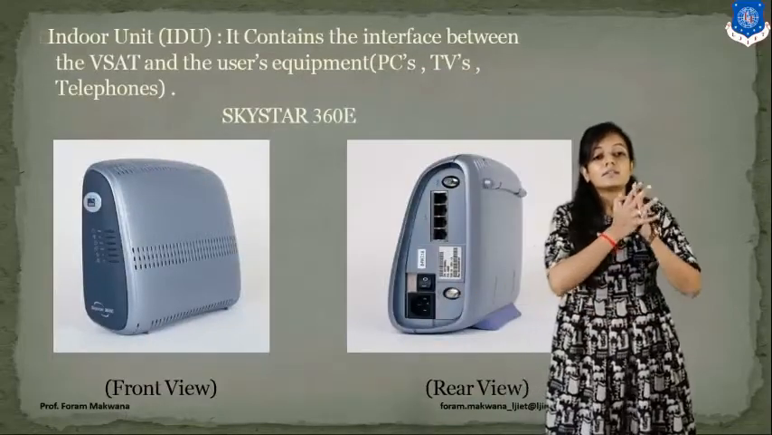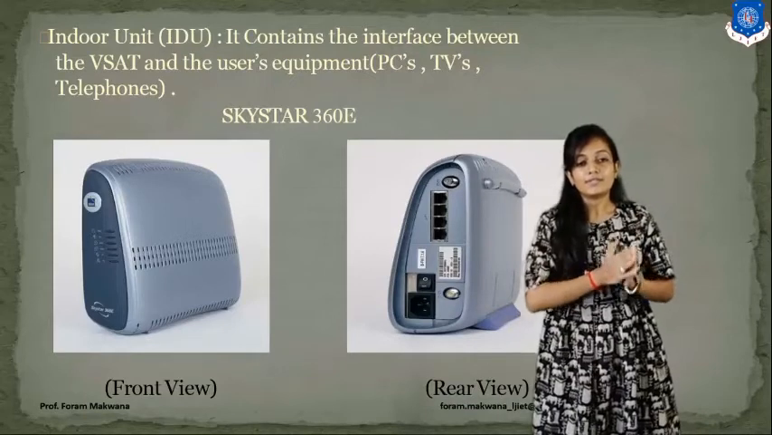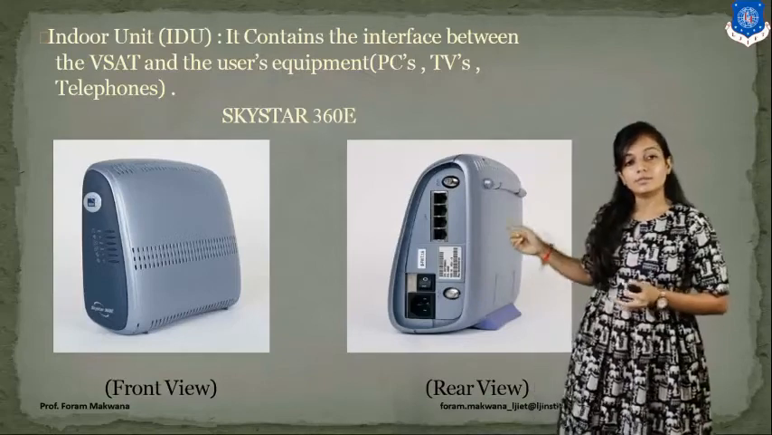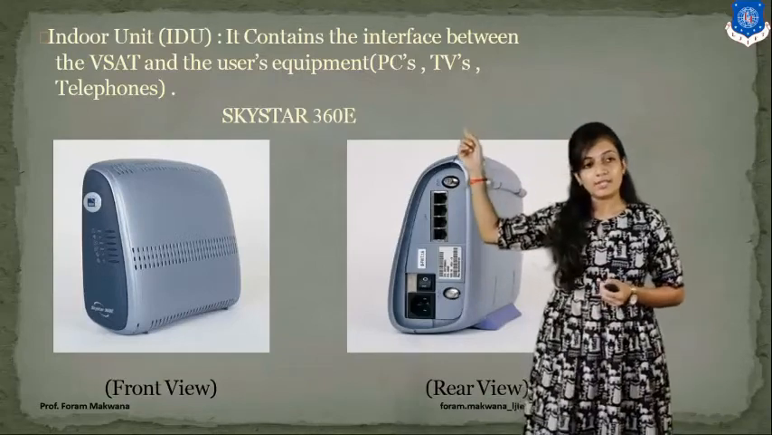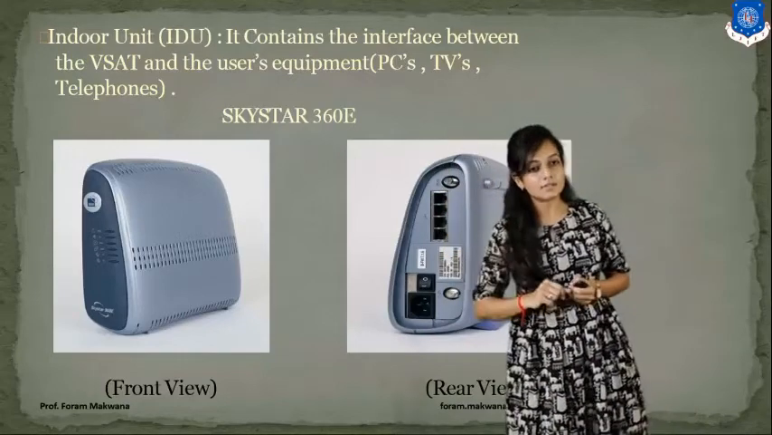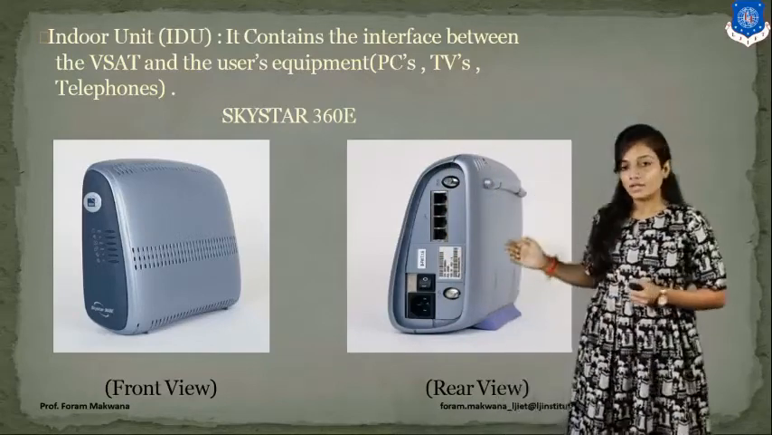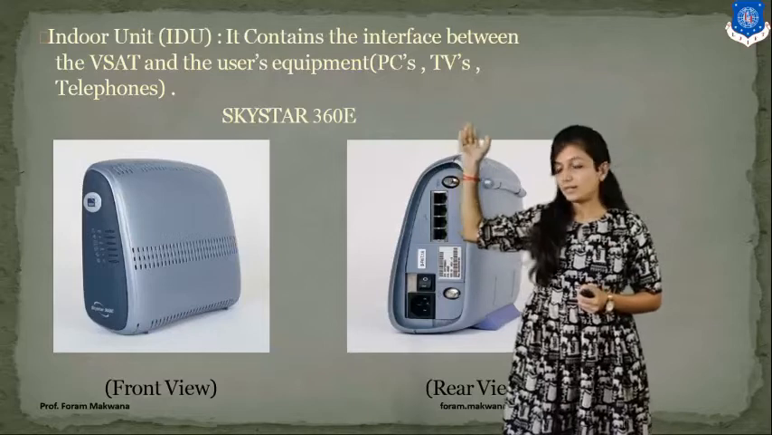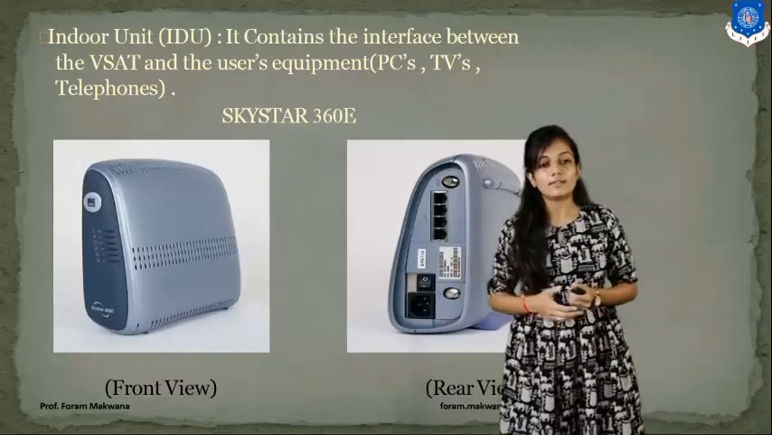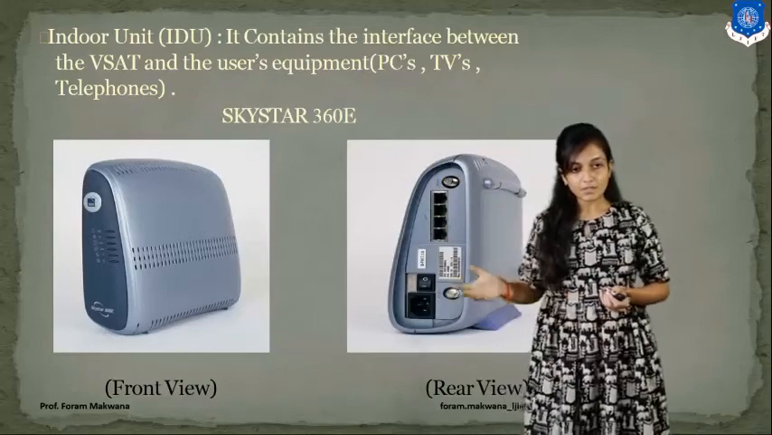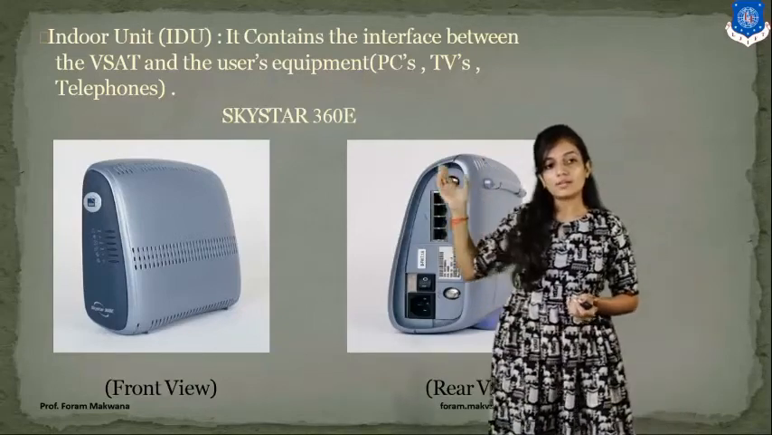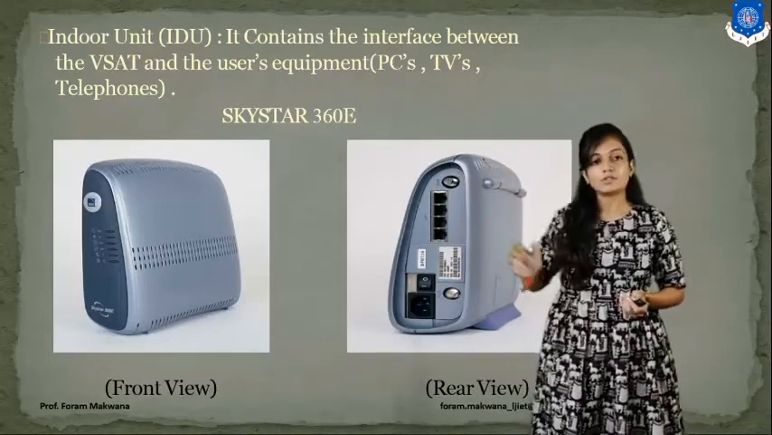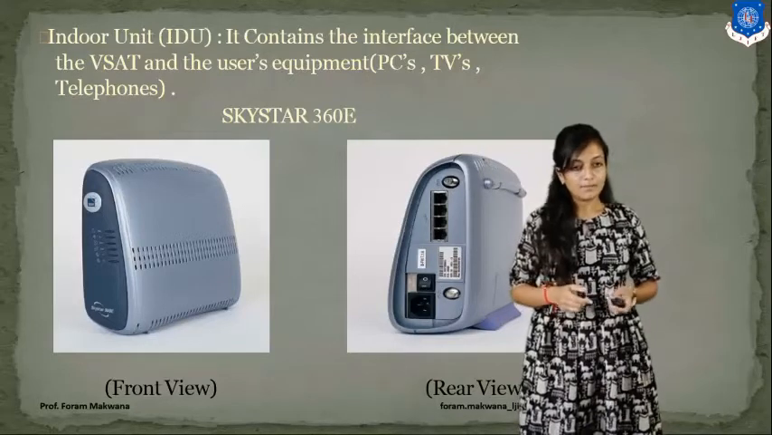The second part of the VSAT is the indoor unit. The outdoor unit was our dish antenna, and the indoor unit is the interface between the VSAT and the user's equipment. The user's equipment can be a PC, television, or a telephone, right? This device is from the company, the SkyStar 360E. This is the front view and this is the rear view, which is going to be installed inside the building.